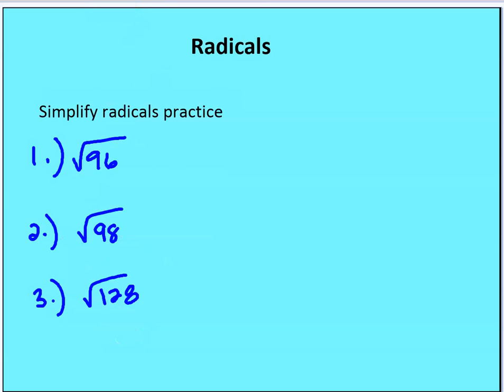All right, simplify radicals practice. Let's see if you can do this along with me. So please take care of these problems. This is not classwork you have to submit, but I would like for you to work along with me. All right, you can pause here.